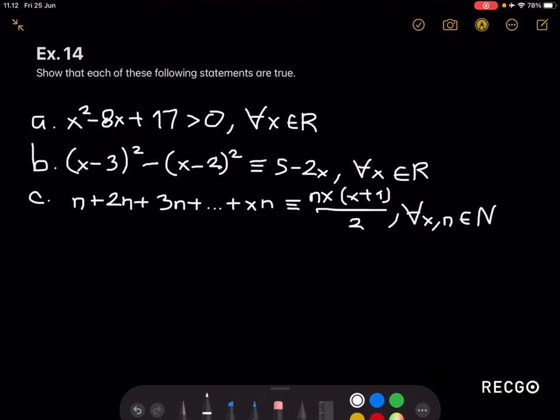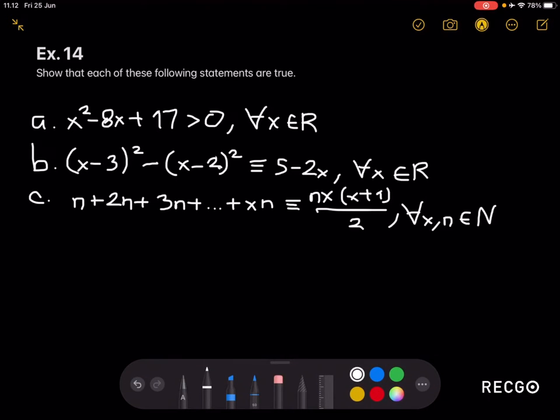So we have three statements right here. We need to prove that first, x squared minus 8x plus 17 is always positive for all real numbers x. Now typically what I would do in this case is to complete the square. And to complete the square, you need to find the constant that will go here. That will be the x coefficient, which will be 8, divided by 2, and then all squared. This will leave us with 16.